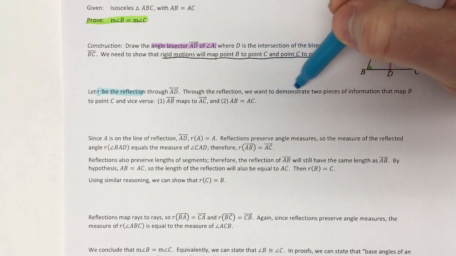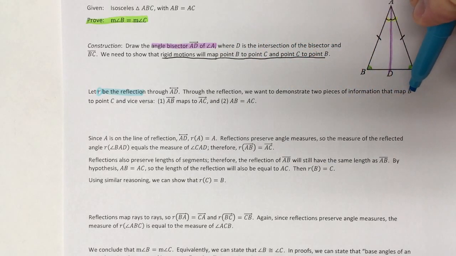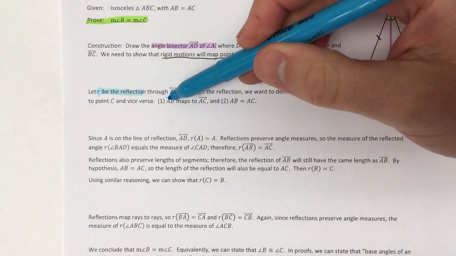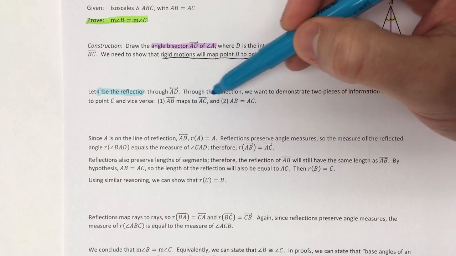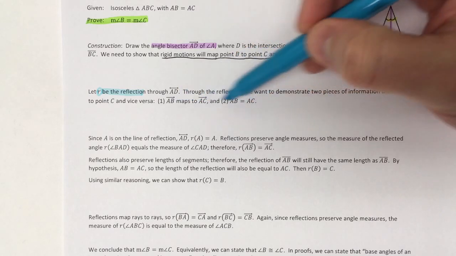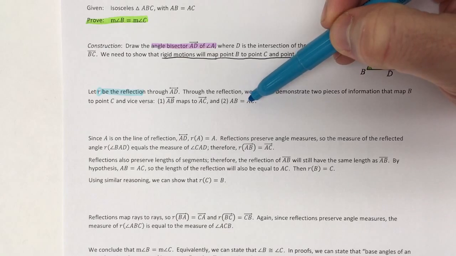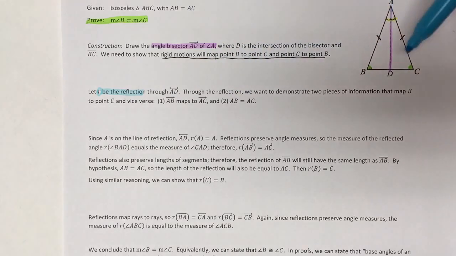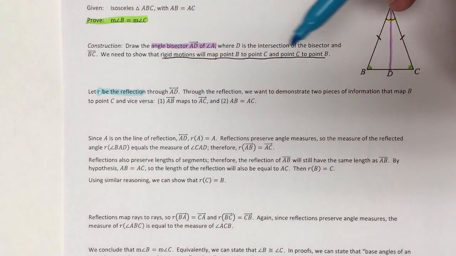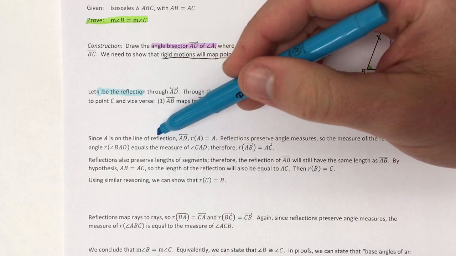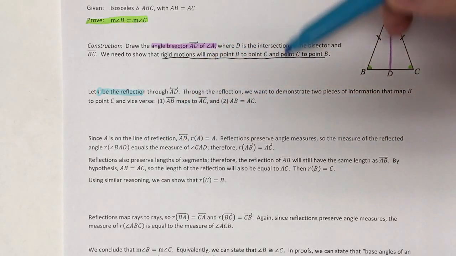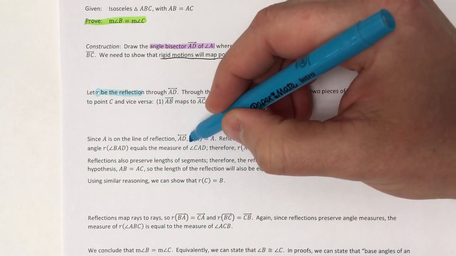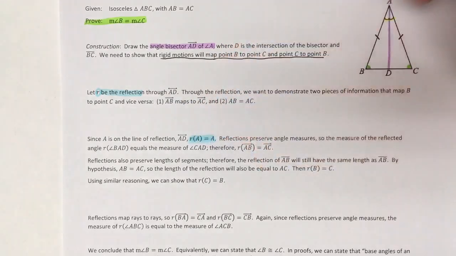Through the reflection, we want to demonstrate that two pieces of information map B to point C and vice versa. And therefore, AB would map to AC, and AB is equal to AC. And this is attained from the preservation of distance, with the fact that it's a rigid motion. Since A is on the line, as reflected, the reflection of A is equal to A. And we've seen that. It's like your identity, since it's on the line.